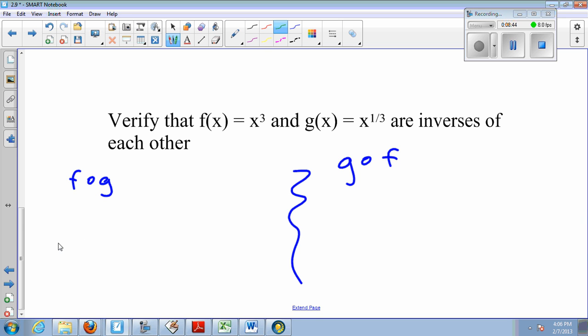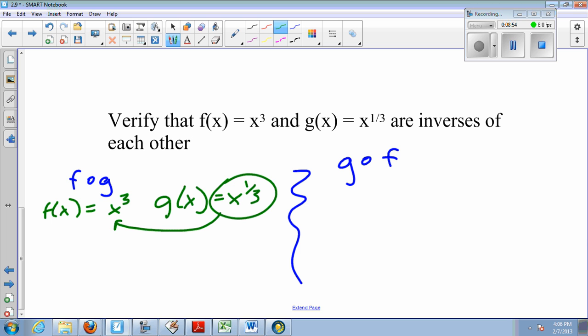So for f of g, f of x is x cubed, g of x equals x to the 1/3. We're taking this and plugging it in here. So f of g goes to x to the 1/3 to the 3rd power. And we remember rules of exponents, they will multiply. x to the 1/3 times 3 goes to x.